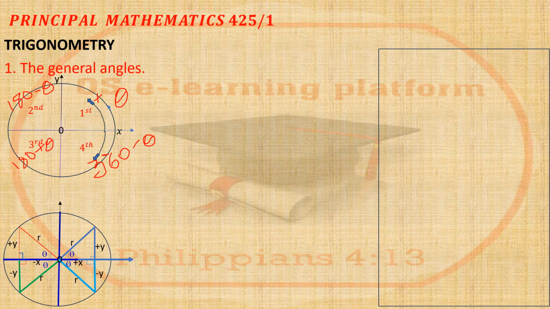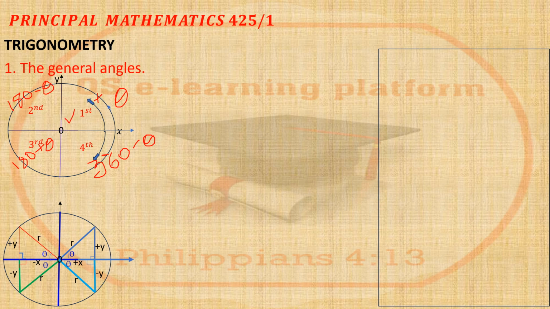Which angles do I expect to be in the first quadrant? These are angles ranging from 0 to 90. I will call them acute angles: 30 degrees, 45 degrees, 60 degrees, 55 degrees, name them. In the first quadrant, I expect angles from 0 to 90.